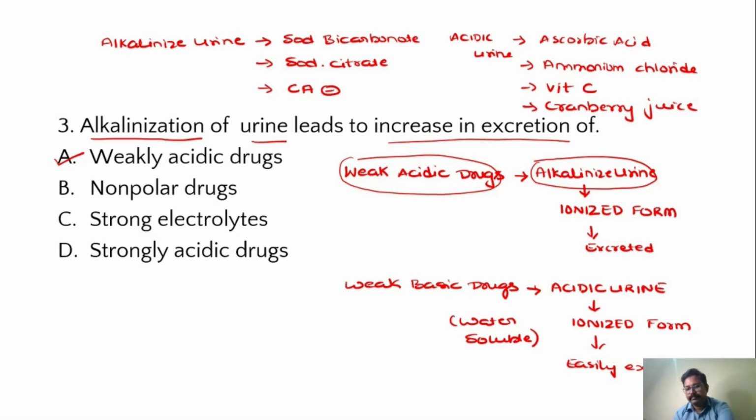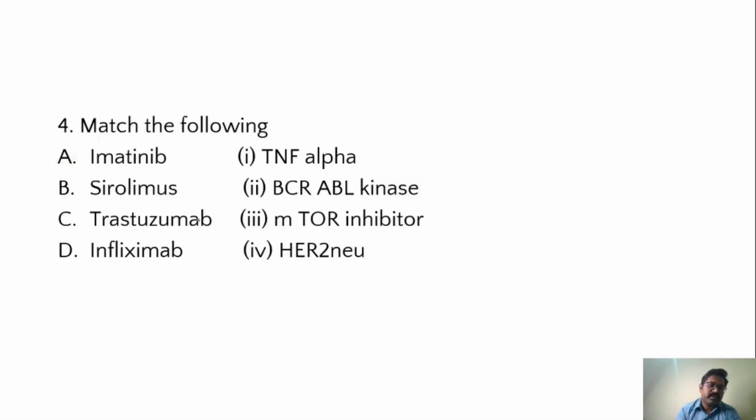Next, moving on to the next question, that is match the following. Imatinib acts by inhibiting the BCR ABL tyrosine kinase enzyme. Basically they are used in the treatment of CML and GIST.